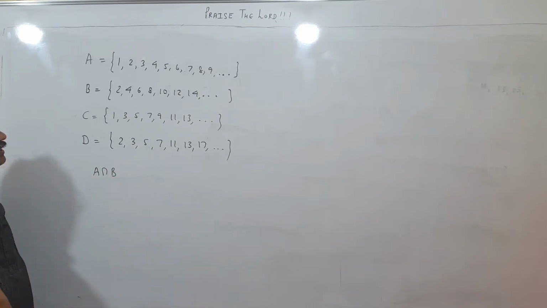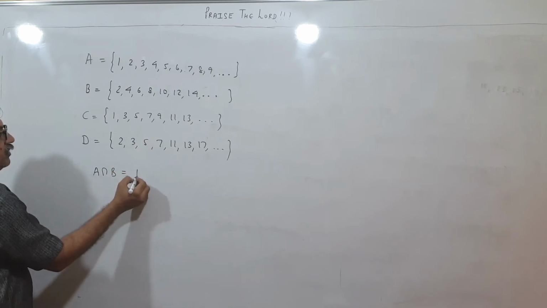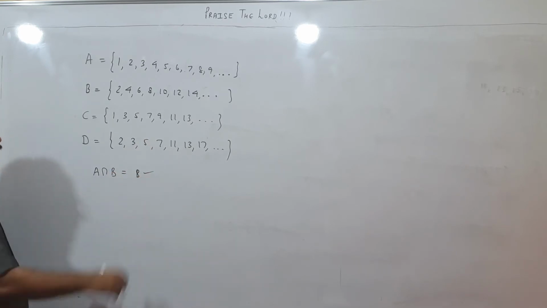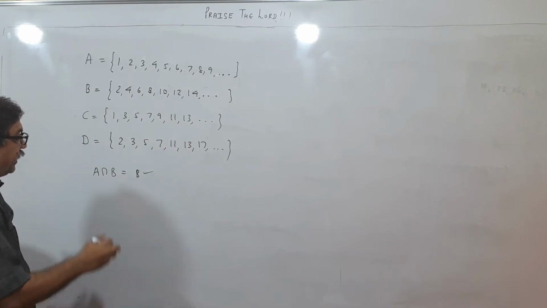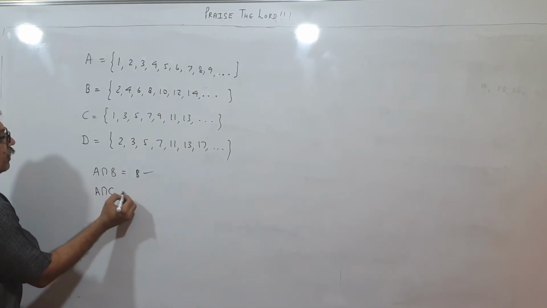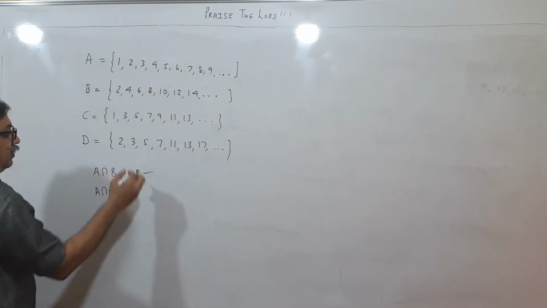A intersection B. Anything can be common? Yes, all these numbers. So that will be the set B itself, we can see. All these numbers will come because this is a subset of this. Then find A intersection C. This and this. These all numbers are over here. So this will be C.